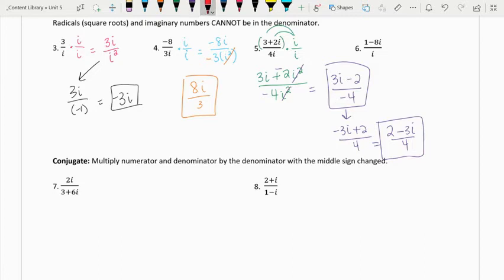All right, and then number 6. Again, we're going to multiply by i over i to get i out of the denominator. And because we have a binomial, we're going to distribute it. So we have i minus 8i squared over i squared.